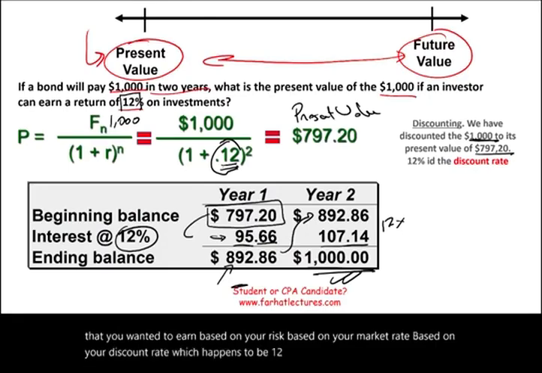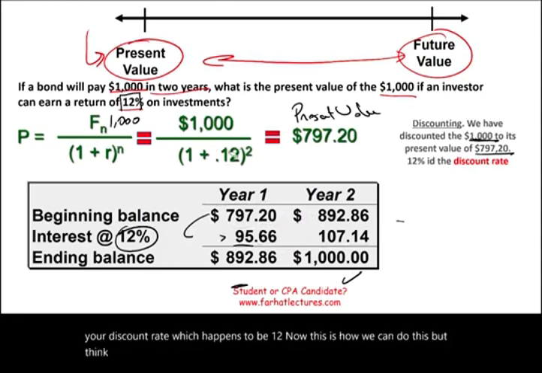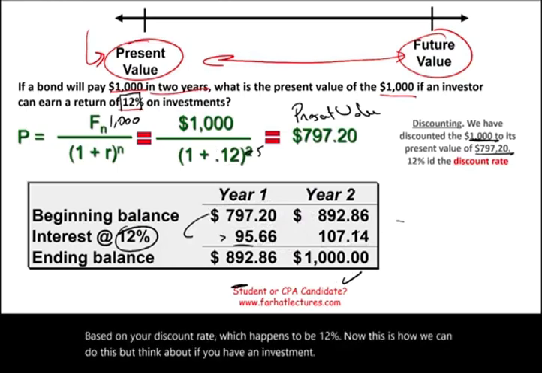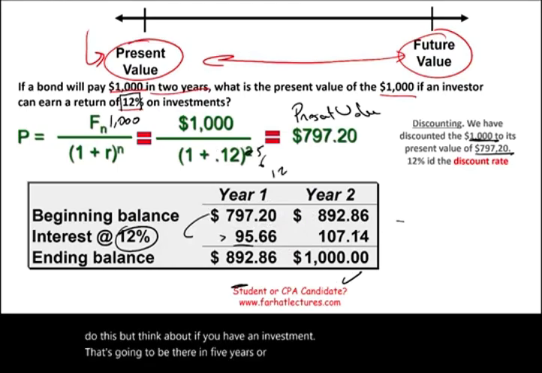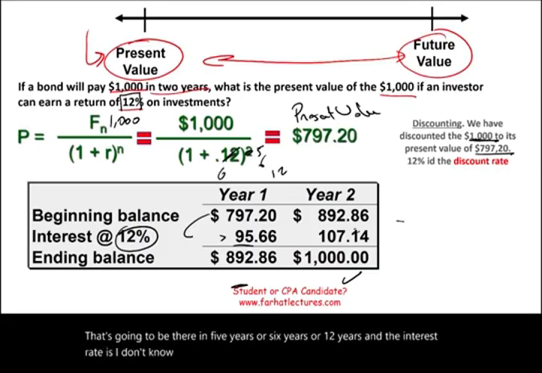Now this is how we can do this, but think about if you have an investment that's going to be there in 5 years or 6 years or 12 years and the interest rate is, I don't know, 6%. So we can change this. Mathematically, it becomes cumbersome to compute.